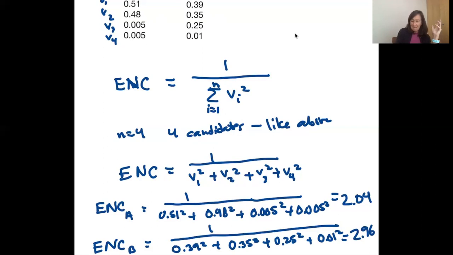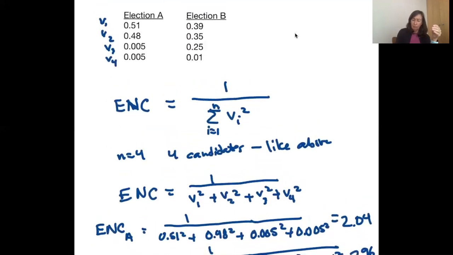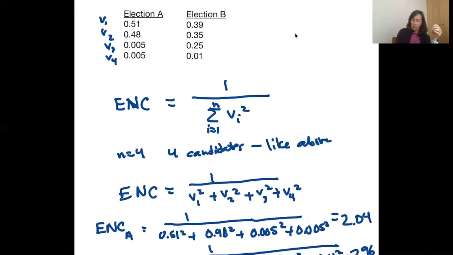All right, so just a couple of cute things to observe about that. These numbers do fit the impressionistic reaction that we have if we look at the vote shares that we started with. We said that election A really looks to us like a 2-person race, and the ENC calculation gives us a number that's really close to 2. And that election B really did look like a 3-person race, and we get a number that's pretty close to 3 there. And so this is why political scientists like to use this number.